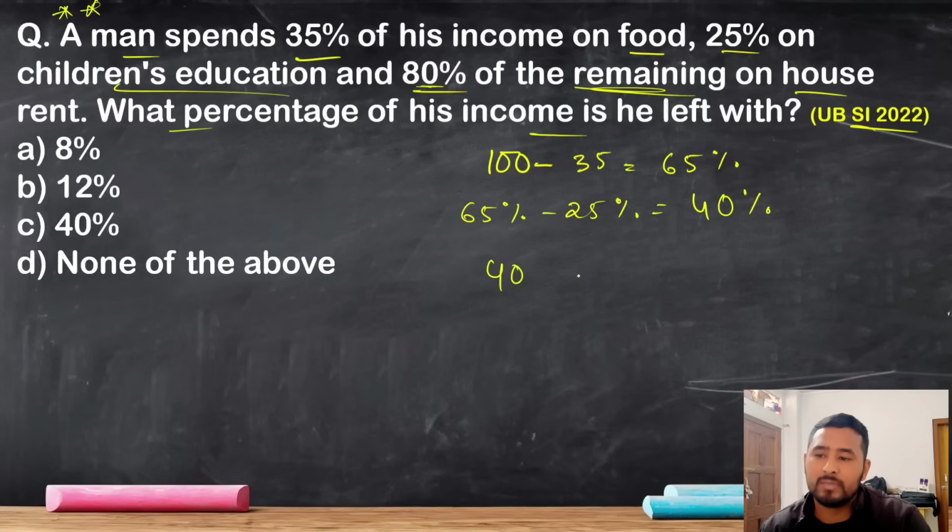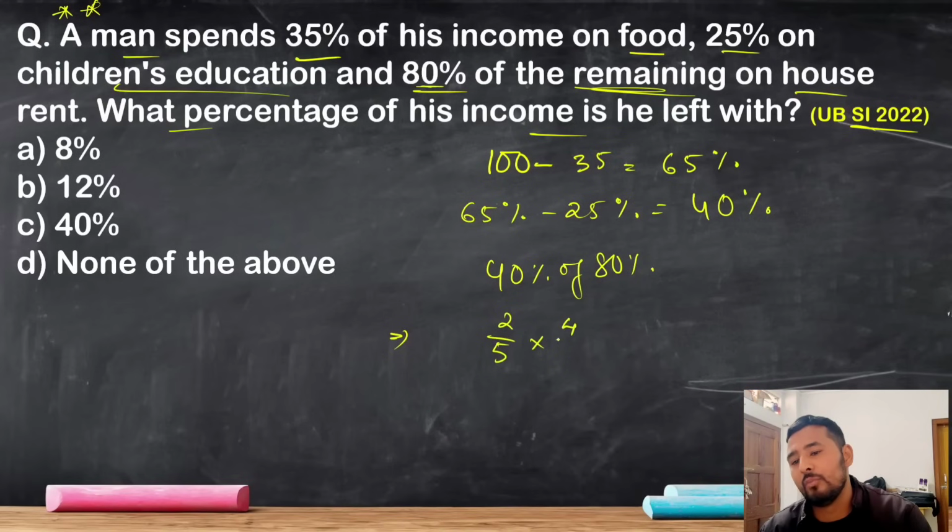So what will you do? 40% of 80%, right? So how will you do this one? You know, for 40% the value is 2 by 5, into 80% which is 4 by 5. Okay, you'll be getting this one as 40% of the remaining on the house rent, so you get 8 by 25. 8 by 25, and 80% of the remaining on the house.